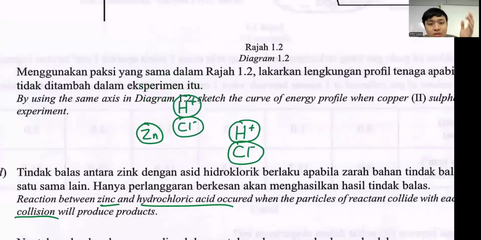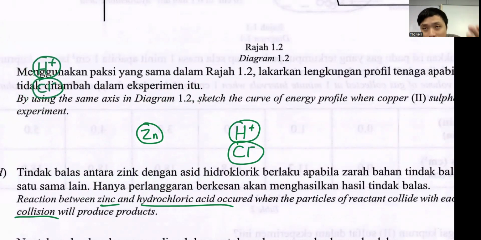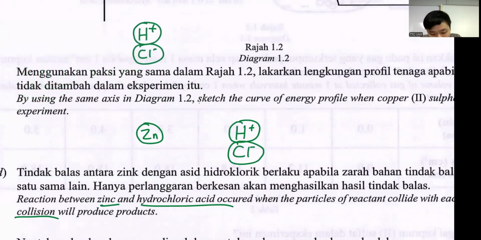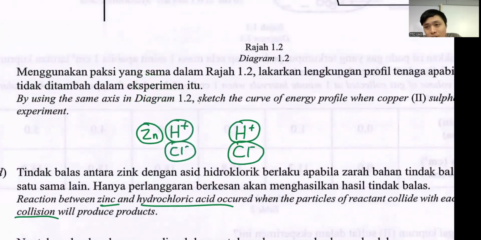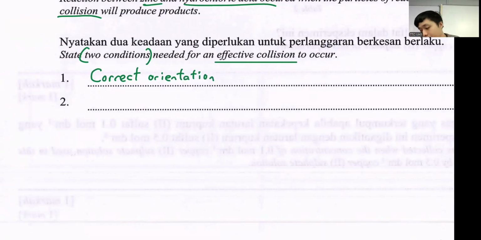Collision means just a normal collision. This way, this way, doesn't matter which timing, which direction, or whether the particle has energy or not. But in this case, you must have energy to collide, and also the correct direction, we call it correct orientation. So the first condition is correct orientation. It's like a correct direction, correct timing for the particles to collide.